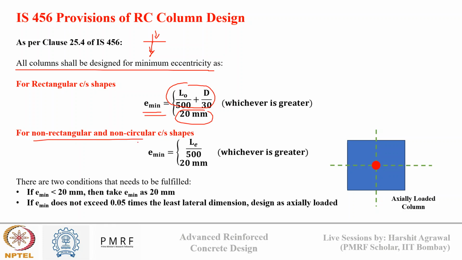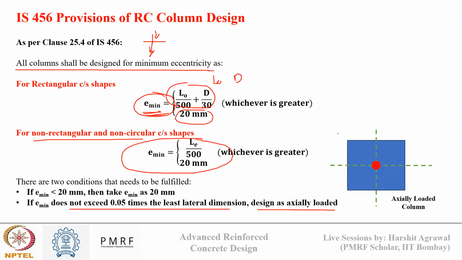And for non-rectangular and non-circular section, this value is given by these two formulas. So based on the unsupported length, the length of the column, and the dimension of the column, we calculate the e minimum value. Okay, so this minimum eccentricity we always need to assume, and if this e minimum value is less than 0.05 times the least lateral dimension, then we can assume it is an axially loaded column. Okay, so like what we saw earlier in the question, if this value is less than 0.05, it can be assumed as an axially loaded column. If it is more than 0.05 times the least lateral dimension, then we need to design as an eccentric column.